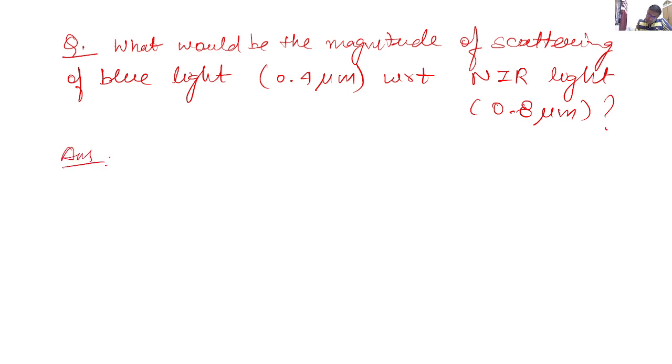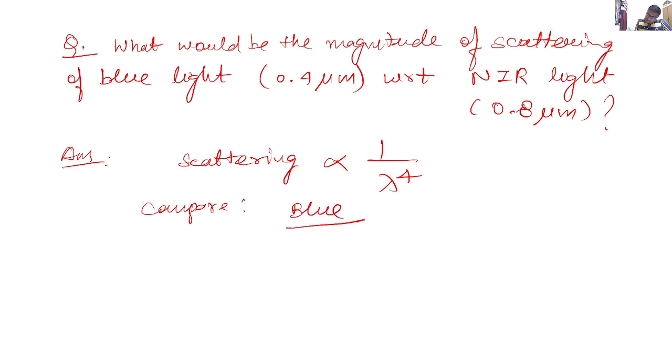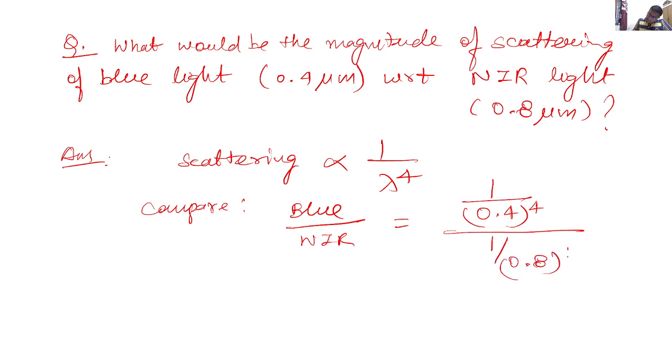We know that the scattering is primarily inversely proportional to the fourth power of wavelength. Okay, so let's compare between blue and near infrared lights. So blue would be 1 by 0.4 to the power 4. NIR will be 1 by 0.8 to the power 4. So this will be 0.8 to the power 4 by 0.4 to the power 4, which is 2 to the power 4, so 16. So this indicates that the scattering from blue light will be 16 times greater than scattering from the NIR light.